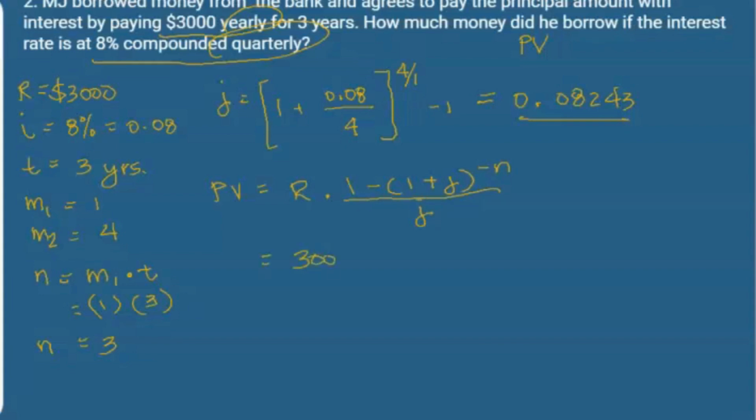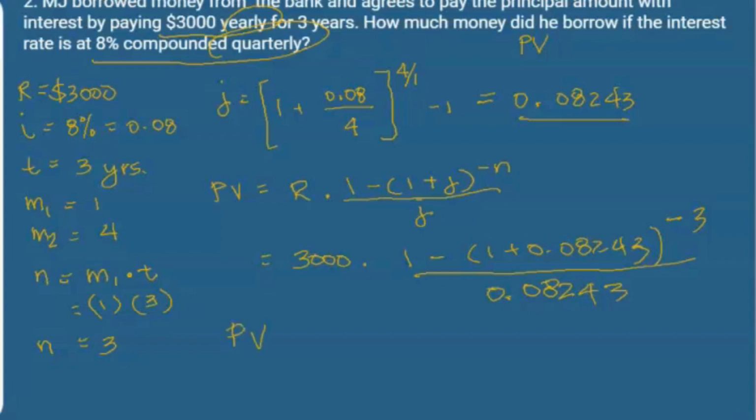So that's 3,000 times 1 minus 1 plus 0.08243 raised to negative 3, over 0.08243. Let's get our calculator. The present value is equal to, the answer is $7,697.52.